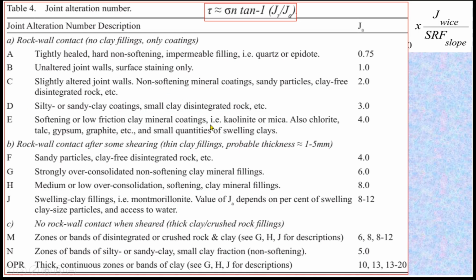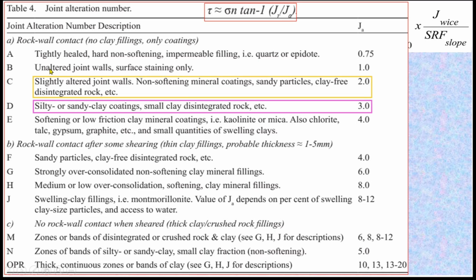For example, in our case, I just assume joint set A correlates with D here, that is, a silty sandy clay coating on the surface of the wall. It is definitely not fresh, based on the observation from the picture, and the corresponding joint alteration number rating for joint set A will be 3. For joint set B, I considered it to be slightly altered joint walls, so the corresponding rating will be 2. So now we have determined joint alteration for both joint set A and joint set B.